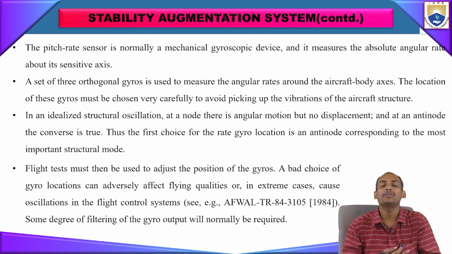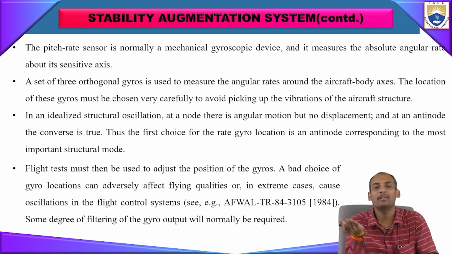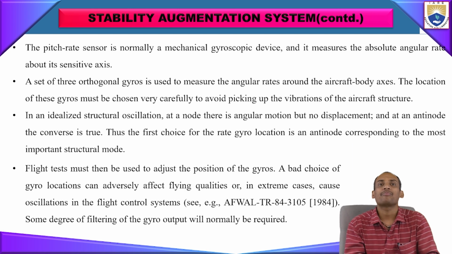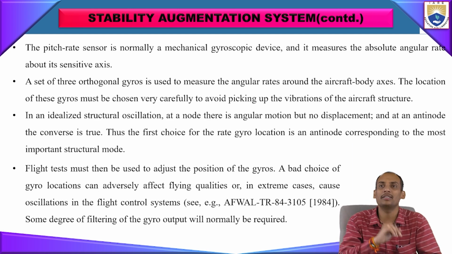These gyros should be selected very accurately, because the total control system depends on that gyro feedback only. So the gyros need to be selected very carefully. In an ideal structural oscillation, at a node there is angular motion but no displacement, and at an anti-node the converse is true. Thus the first choice for the rate gyro location is an anti-node corresponding to the most important structural mode.